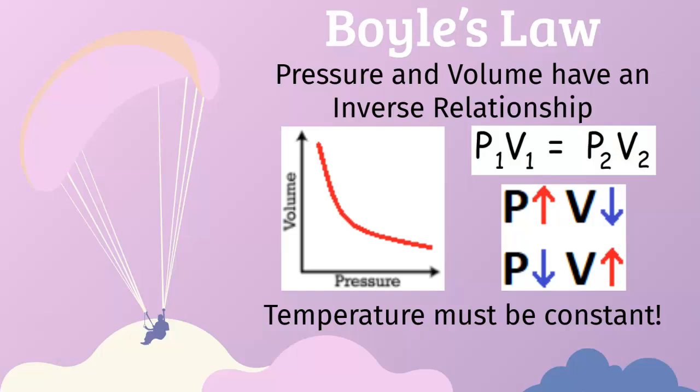Next, we have Boyle's law. According to Boyle's law, pressure and volume have an inverse relationship. What that means is, as pressure goes up, volume goes down, and as pressure goes down, volume goes up. And he showed that in a graph by a line that goes downwards. So downward means that they have an inverse relationship. The formula for Boyle's law is P1V1 equals P2V2. And in order for Boyle's law to apply, temperature must be constant.